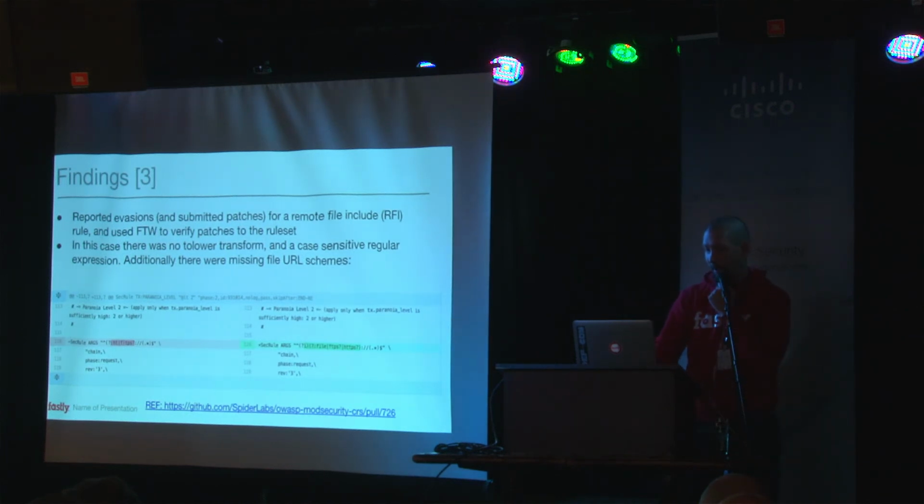There was a scheme that was missing, so file:/ was missing. But then also, if you notice what we changed, we also added a case-insensitive match. So this was another case where, if you used an uppercase HTTP:/ in your remote file include attack, you'd basically completely bypass the WAF rules.